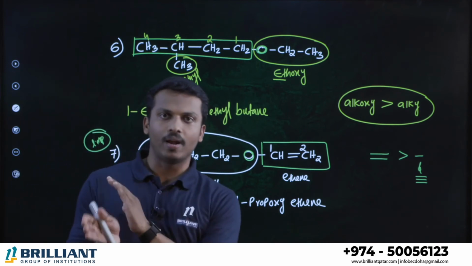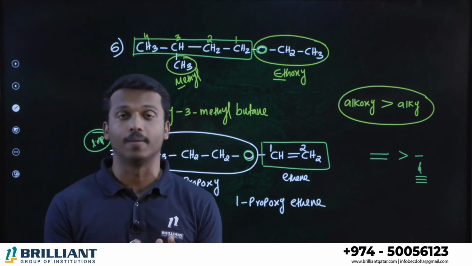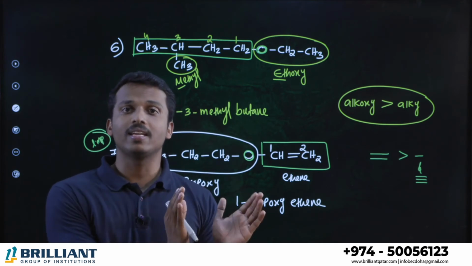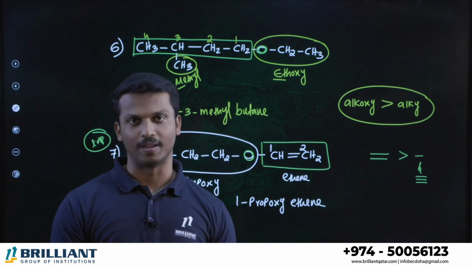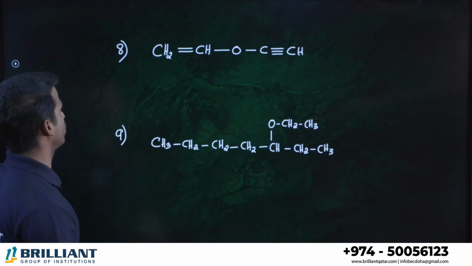So this is an important point. If there are double and single bond systems given on the left and right side of the ether oxygen atom, be very careful, alkenes you have to give most priority. I will give you some more examples regarding this topic. Next one, question number 8.